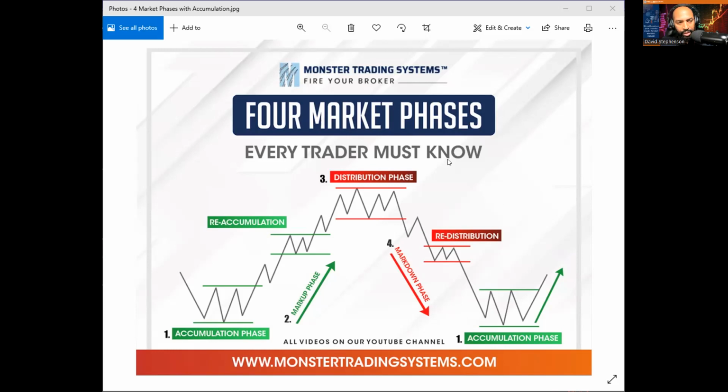What's the difference between this chart and the previous 4 market phases chart? Anyone? Daniel, what's the difference? Is it the reaccumulation and redistribution? The reaccumulation right here. Very good.